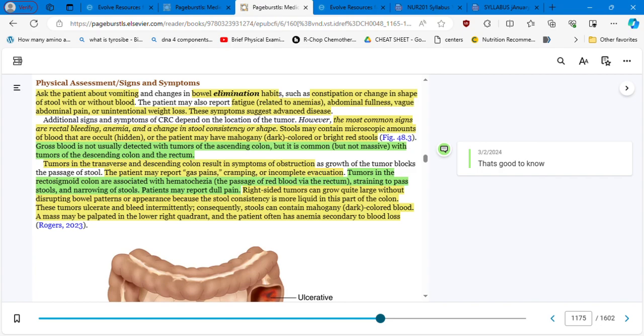I'm going to repeat it. Gross blood is not usually detected with tumors of the ascending colon, meaning the tumors that are located in the cecum, right, where the ascending colon starts, when the ileum ends. But gross blood is common, but not massive, with tumors of the descending colon and the rectum. Okay, that's good to know.